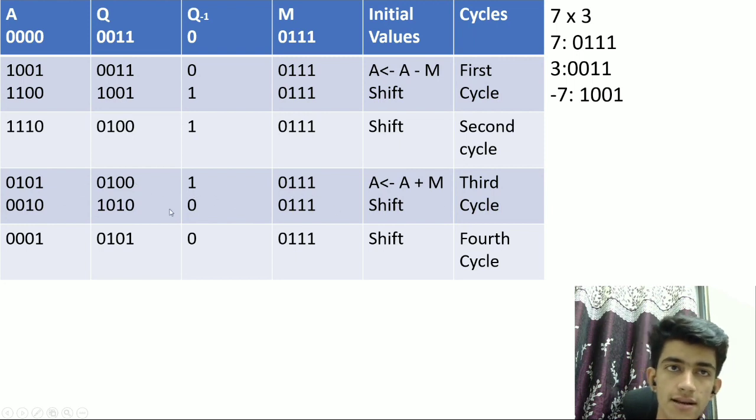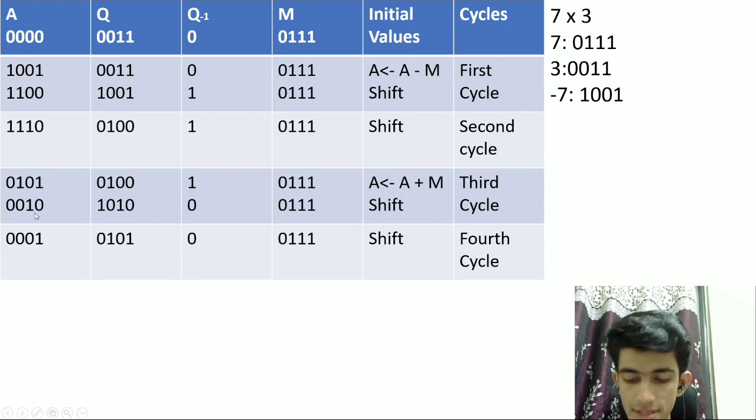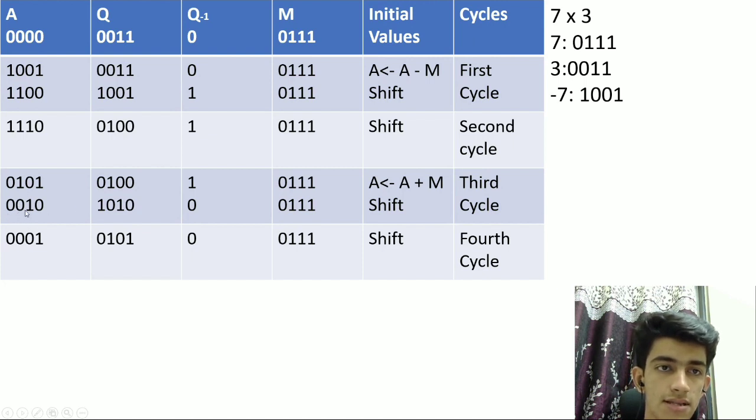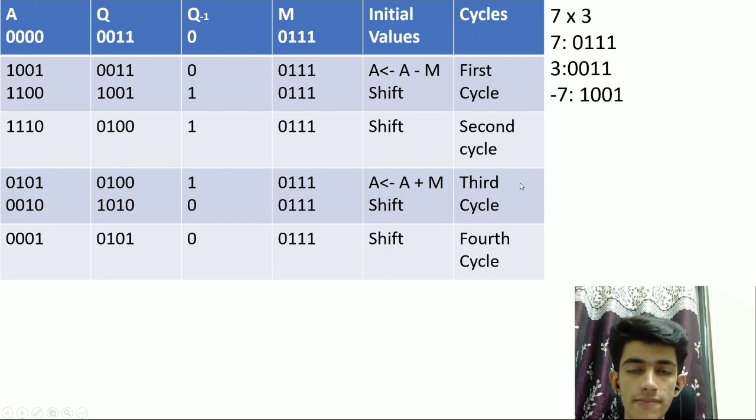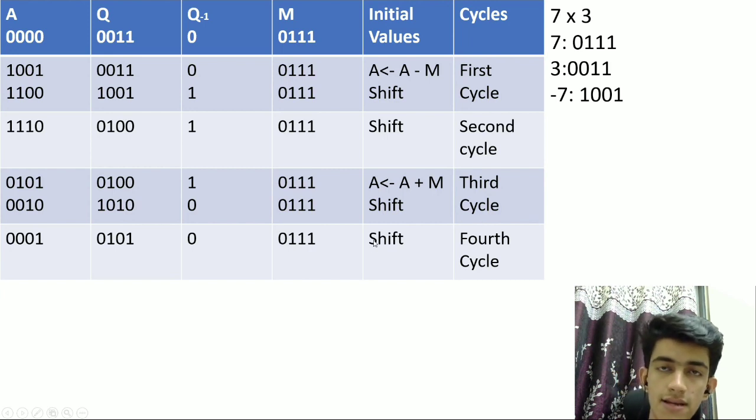At the end of the third cycle, the Q0 digit is 0 and Q minus 1 digit is also 0. So as per our flowchart, we should only perform the arithmetic shift right as in the fourth cycle. So this 0 goes here, this 0 goes here, this 1 goes here, 0 here, 1 here, 0 here, 1 here, 0 here. And this is the end of the fourth cycle.